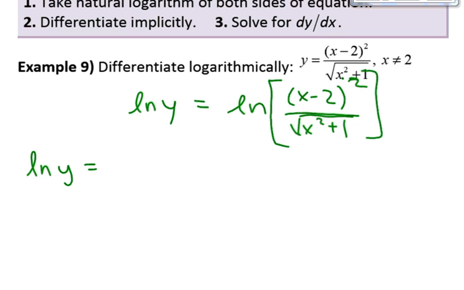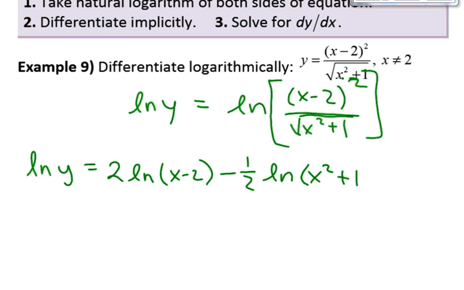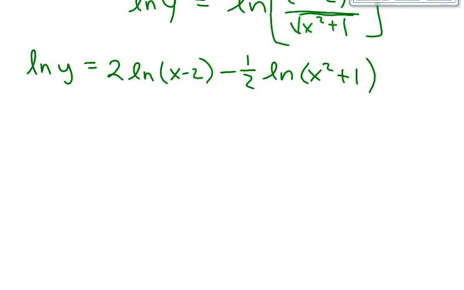So hopefully you can follow this one step. The exponent 2 is going to come down, natural log of x minus 2. Since I'm dividing, this will be minus. Square root exponent is 1/2 of natural log of x squared plus 1. So now this is actually something that will not take a whole lot of work and time to take the derivative of. Now remember, we're still not taking the derivative, and I also have this natural log of y.